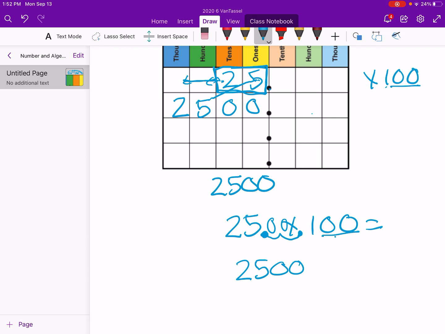I think I'm going to move this over two spaces to make this number, 25, get bigger. Sometimes it's easier to think of it that way, especially when you don't have a place value chart. So you can either think of it as moving the numbers this way or just moving the decimal the opposite way. But basically, if you're timesing something by 100, this number, whatever it is, is going to get larger.